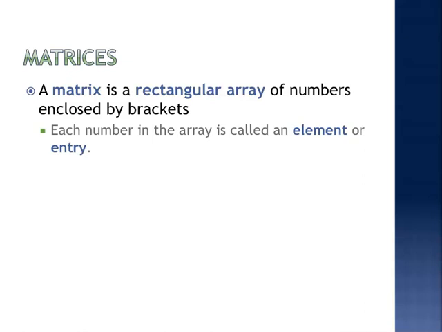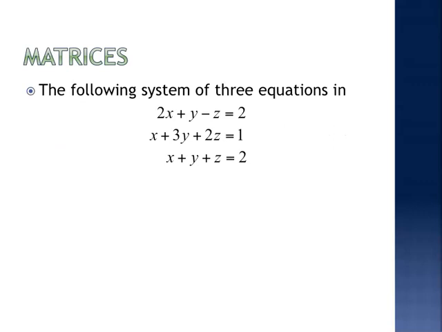Now, depending on what you're trying to represent, your matrix could be different sizes. They could be as many rows or as many columns as you would like, but they are rectangular arrays of numbers. So for example, we have a system of three equations here. 2x plus y minus z equals 2, x plus 3y plus 2z equals 1, and x plus y plus z equals 2. Now we can represent this system of three equations using a matrix, and in fact we actually use what we call an augmented matrix.